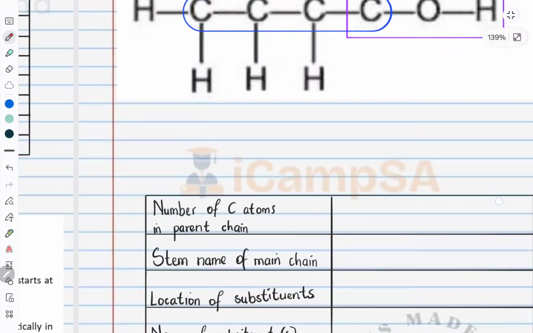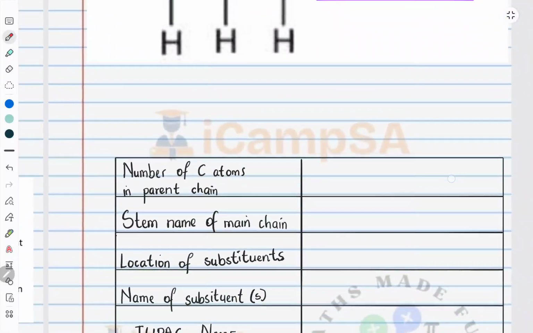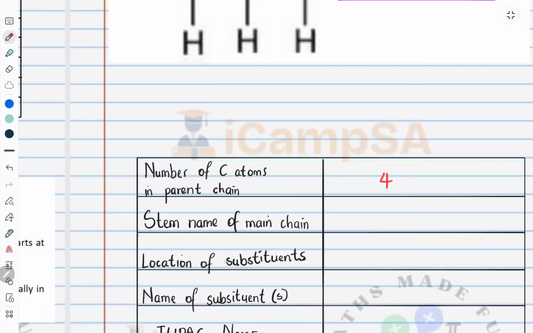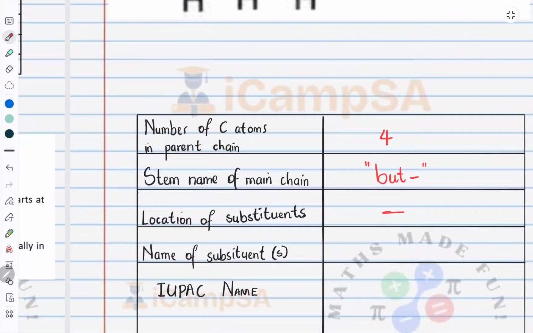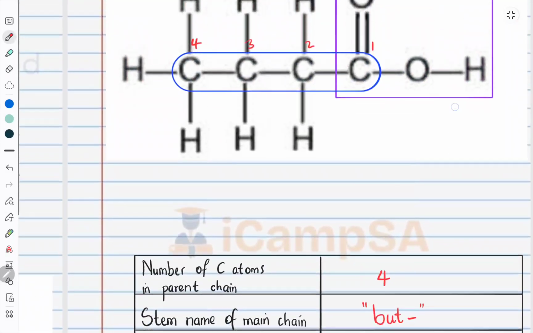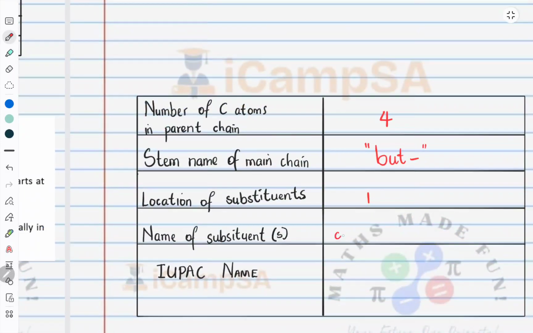We'll say the number of carbon atoms in the parent chain, there are 4. The name is but. That's the stem name of the parent chain because there are 4 carbon atoms. Now location of the substituents, we don't have any other substituents except the carboxyl group, so I won't include that for now. Or we can just say it's number 1, the carboxyl group. And then the name of the substituent, it's only the carboxyl group.